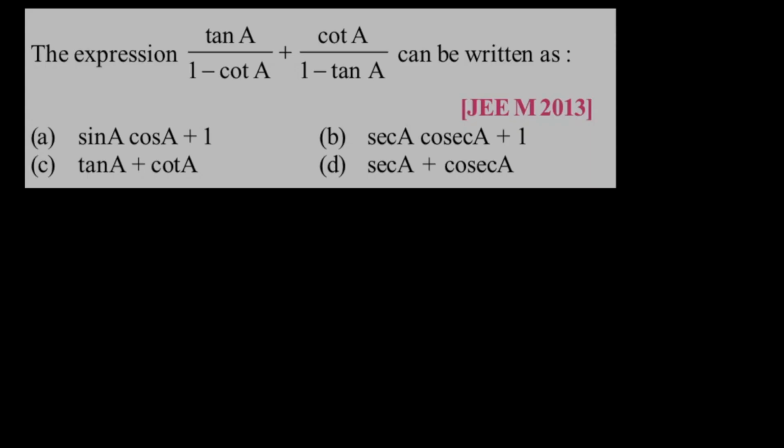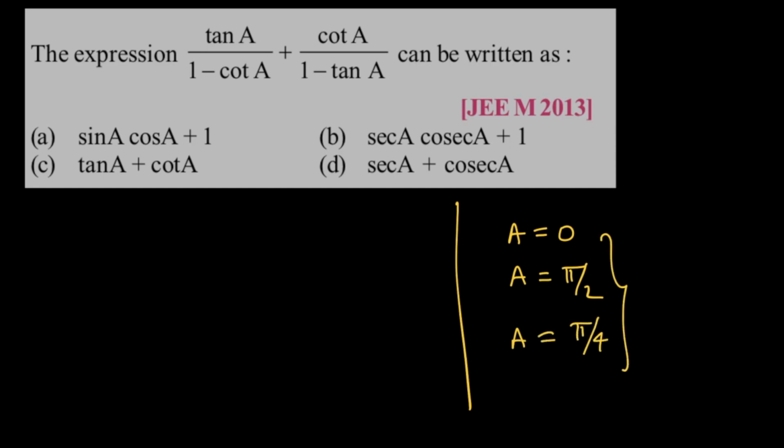The expression tan A divided by 1 minus cot A plus cot A divided by 1 minus tan A can be written as. So it's a simplification problem. Even though it is tempting to substitute some value of A and then verify the options, you don't have to really do that. And moreover, you can't substitute A equal to 0. You can't put A equal to pi by 2. You can't put A equal to pi by 4. All of this will lead to trouble here.